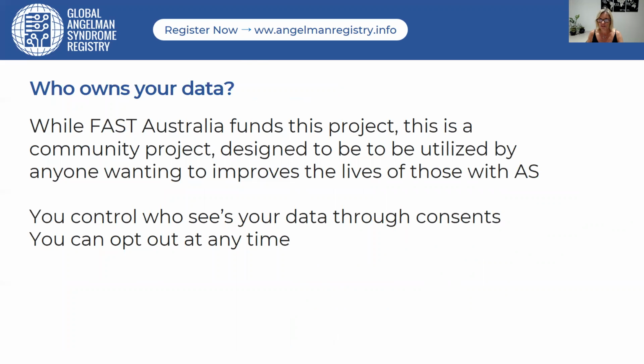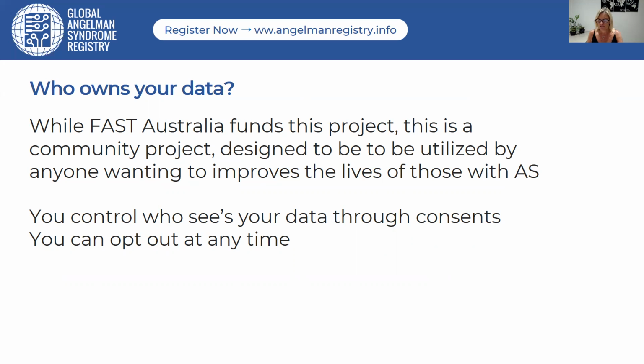So it's always been the vision of FAST Australia that this project belongs to everyone, and it's available to anyone who wants to further understanding about Angelman syndrome. It's been a very evolving project. It's been a learning project. When we started this, there wasn't a lot of patient registries that were done online and caregiver initiated.